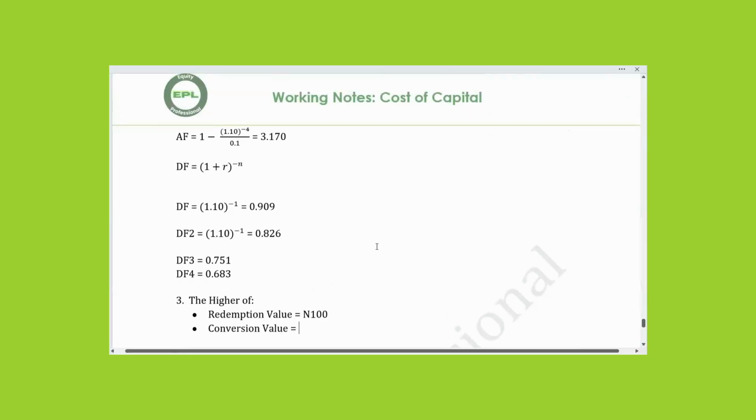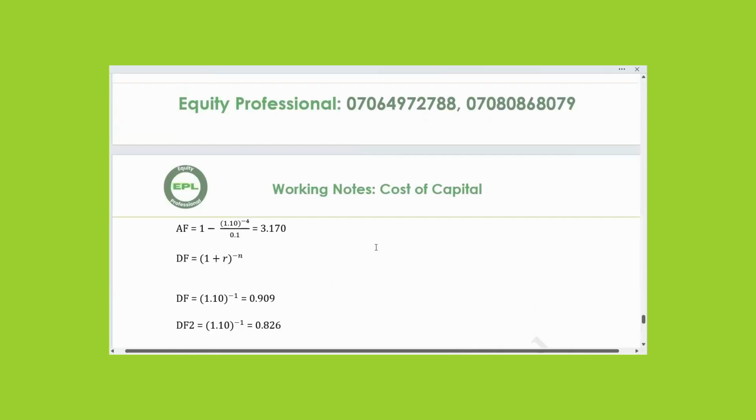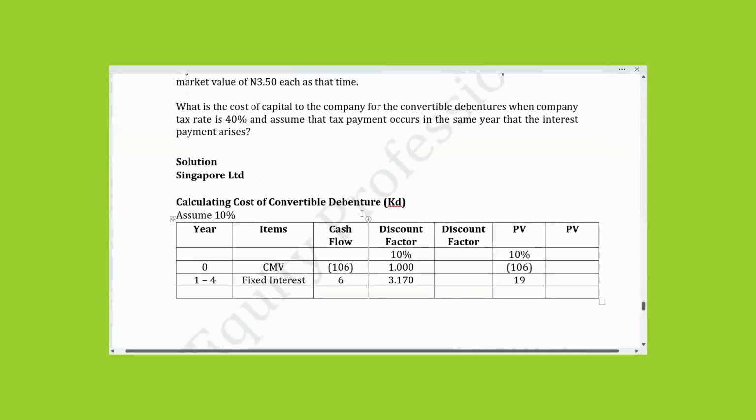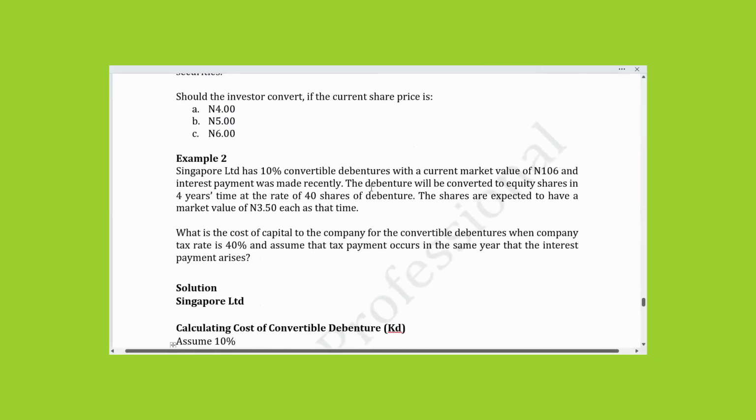I will go to the question, because you want to convert debentures to ordinary shares. How many shares do you want to convert to and what is the price? To get the conversion value, you multiply the number of ordinary shares that you want to convert to by the share price. According to the question, the debenture will be converted to equity shares in 4 years' time at the rate of 40 shares per debenture. Then what is the market price? The shares are expected to have a market value of 3 naira 50 kobo as at that time.